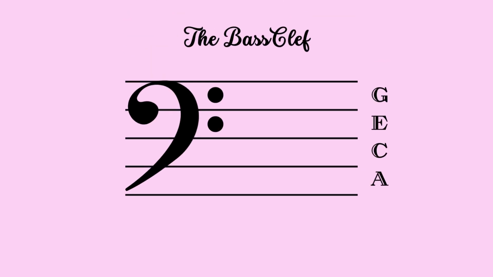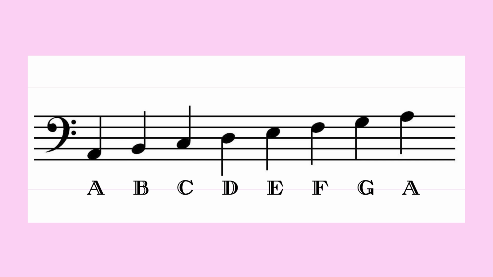In the bass clef, the space notes read A, C, E, and G from the bottom space to the top space. One of the easiest ways to remember the space notes in the bass clef is the phrase all cows eat grass. In this image, you can see all the line and space notes in the bass clef.